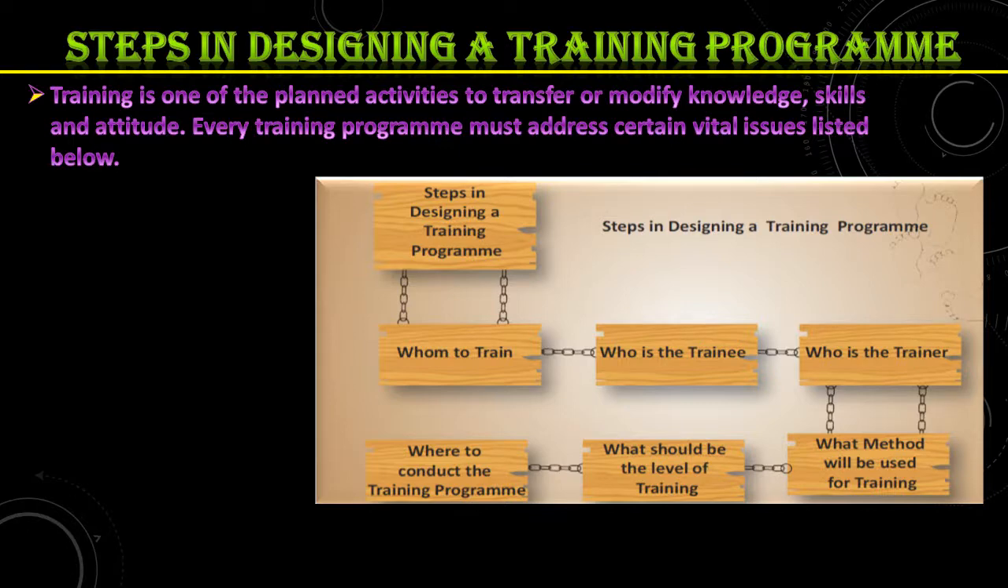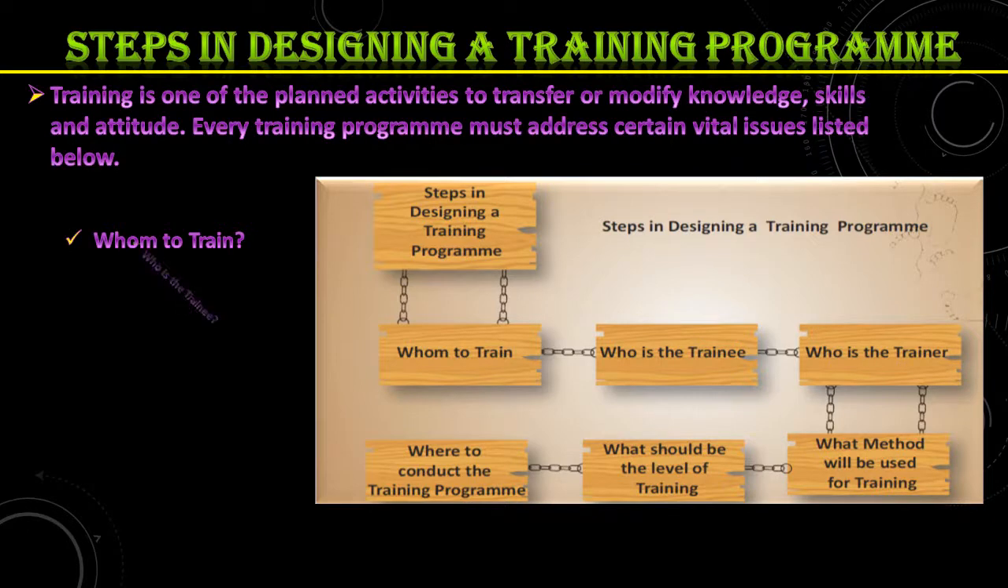Let us see the first step, whom to train. The training department has to determine the candidates for whom the training should be given. In other words, it should identify whether it is needed for operational level employees or supervisory level employees or for executive level.